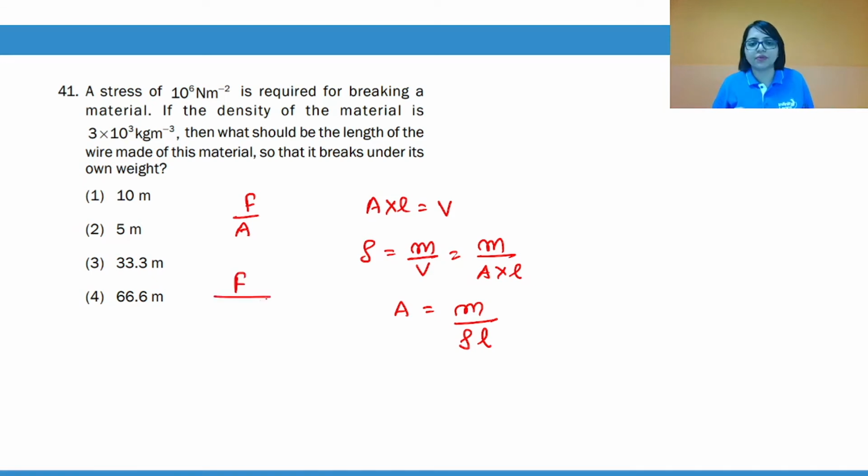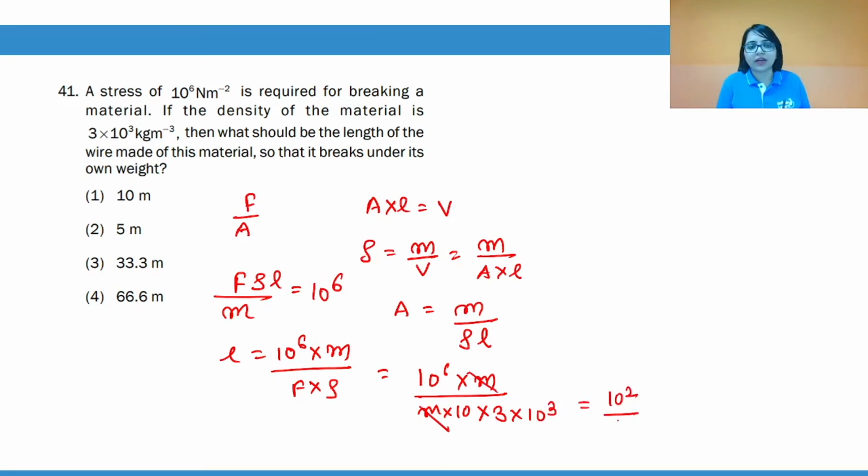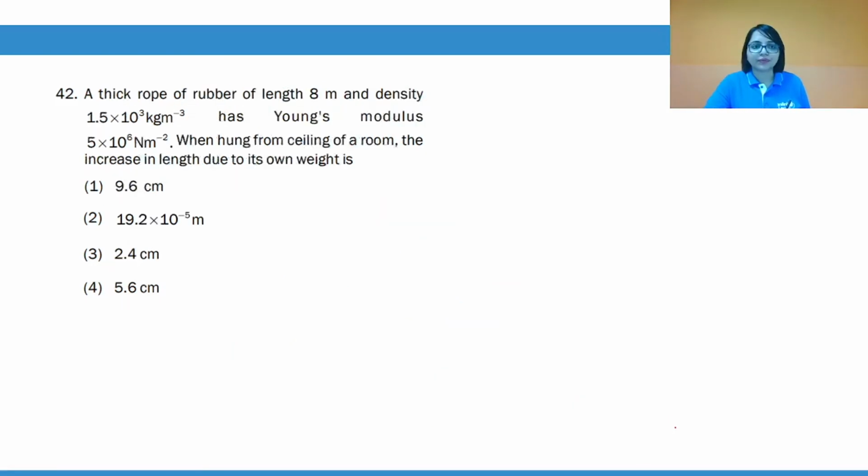So stress will be force upon mass upon density into length, and that is equal to 10 power 6. Okay. So length will be 10 power 6 into m divided by force into density. Force will be mg, load will be mg, m into g, g is 10, rho is 3 into 10 power 3, right? So it will be 10 power 2 divided by 3, and that is equal to 33.3 meter, which is option 3.